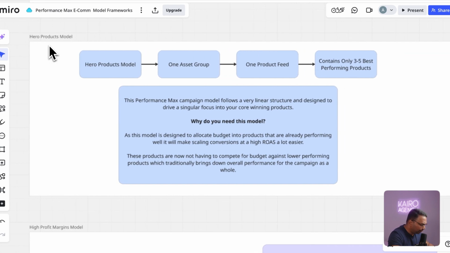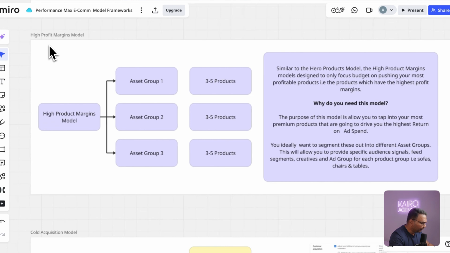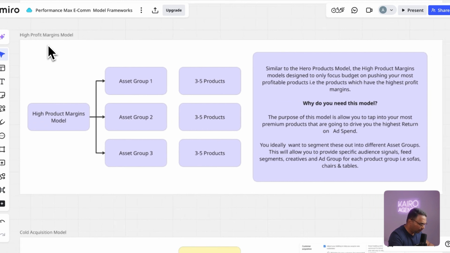This will absolutely transform your Google Ads account. It will transform your business. Okay, moving on to the next model, which is the high profit margins model.